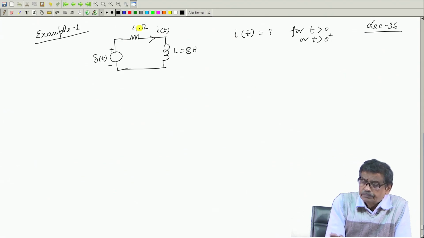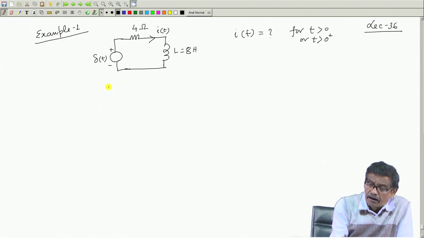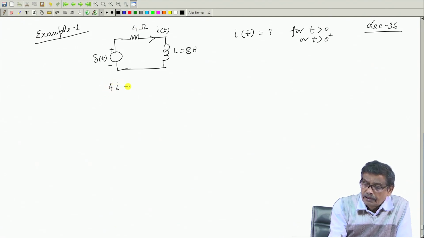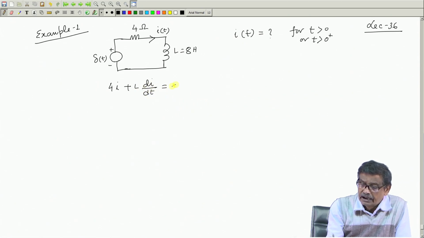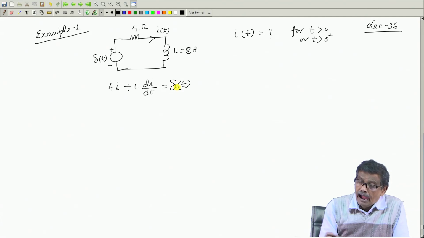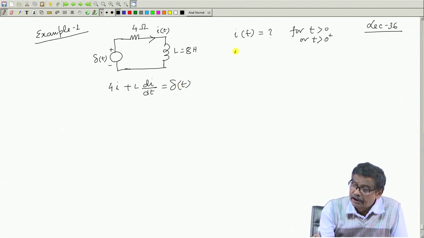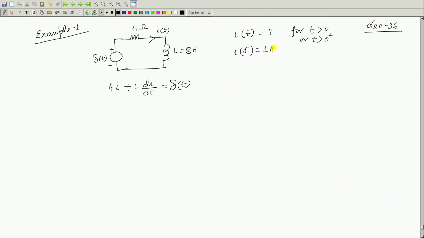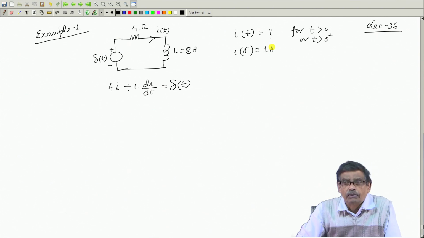So, the equation of the circuit will be R I plus L d I dt is equal to delta t. And suppose it is given that I 0 minus is equal to, suppose, 1 ampere. It is given. The inductor inherited this current because of some previous operations from some other circuit, then suddenly it is connected here. So, I 0 minus is 1 ampere.